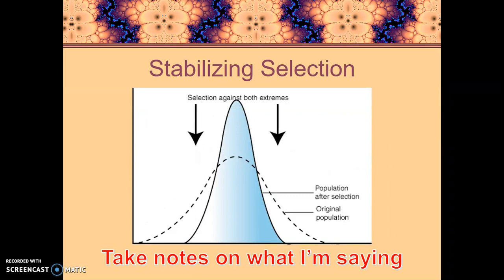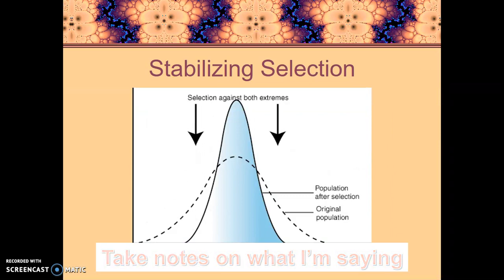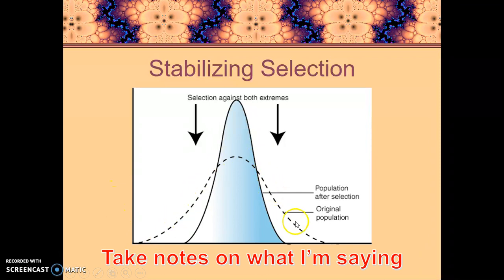Next up is stabilizing selection. Again, the dotted line represents the original population. There's variation there from one size to the median to the other side. Now, with stabilizing selection, you have selection against both extremes.